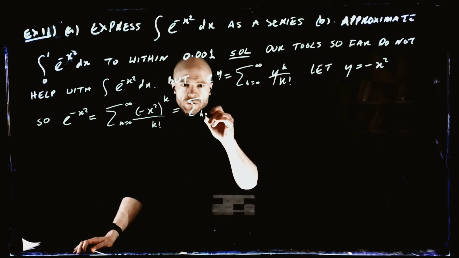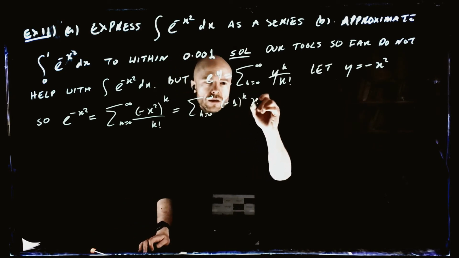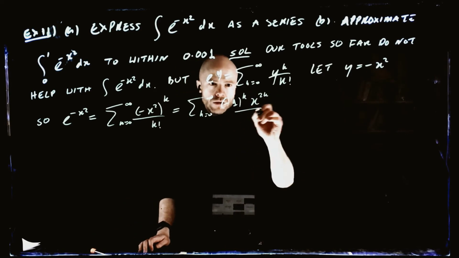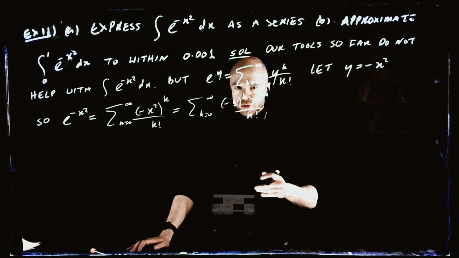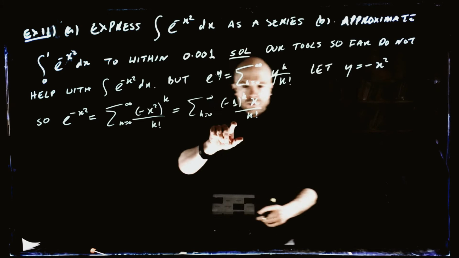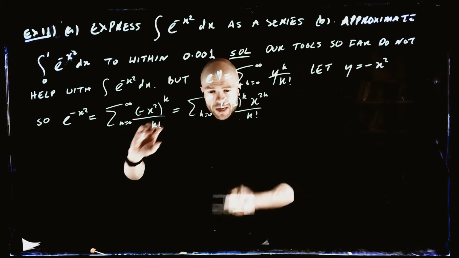And then this is the sum from k equals 0 to infinity of minus 1 to the k x to the 2k over k factorial. Cool. So what we've just written down is a Maclaurin series for our function e to the minus x squared. And now we're super happy.